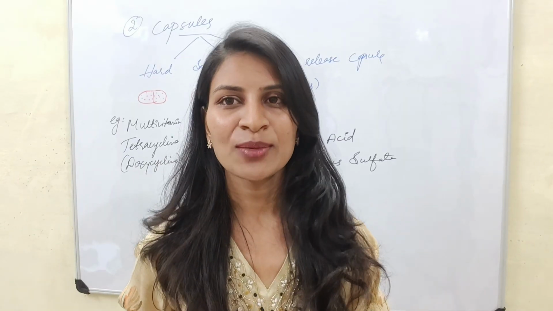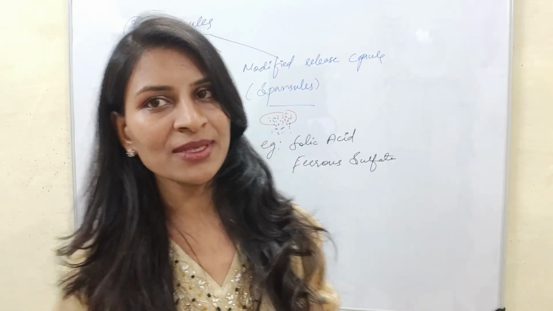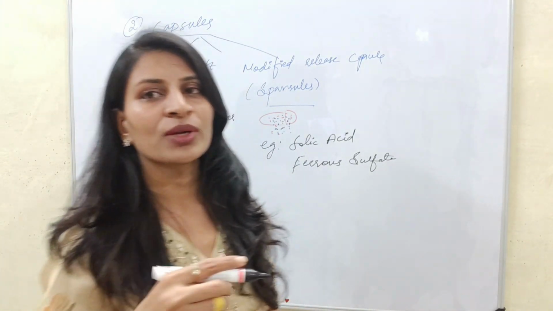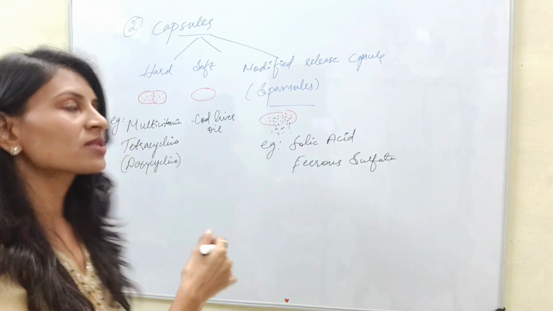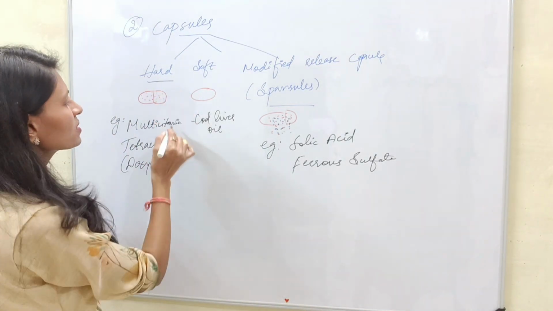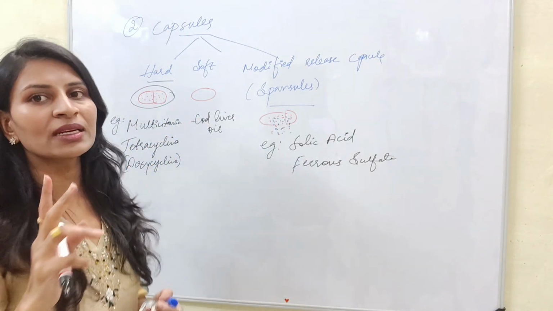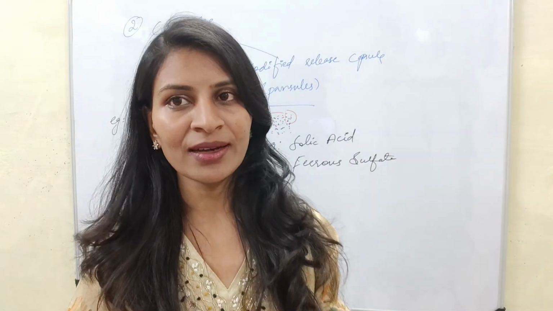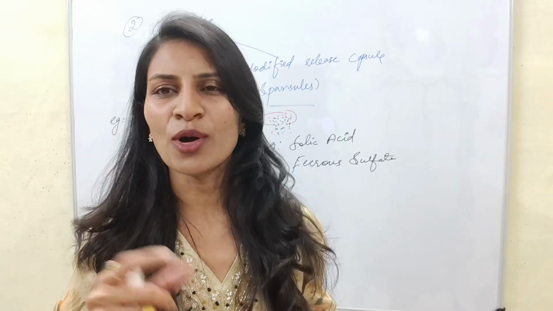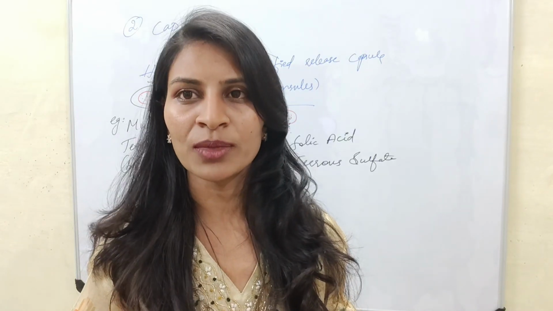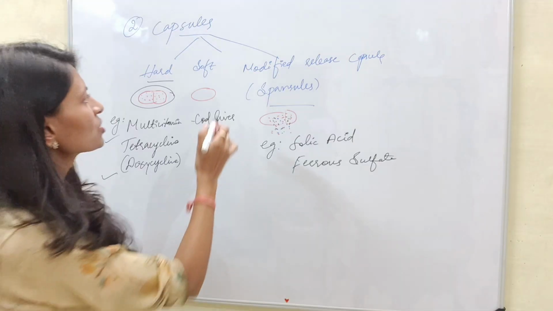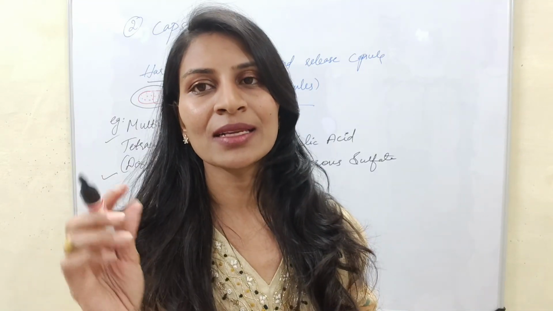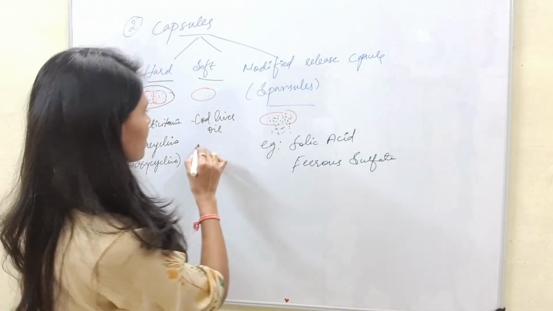So the next group is about capsules. There are 3 types depending on the gelatin layer. Okay, so it can be hard, soft and spansules. So let's see about hard capsules. It contains 2 cylindrical halves of gelatin layer. It contains powders or granule form in the capsule. Okay, then soft capsule, it has only a single layer of gelatin layer. It contains liquid form, example cod liver oil.